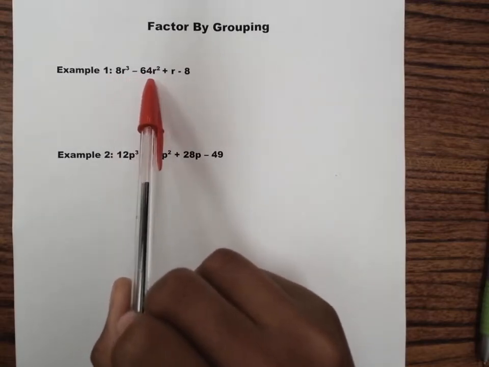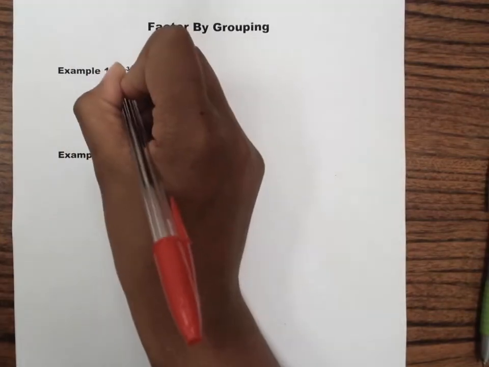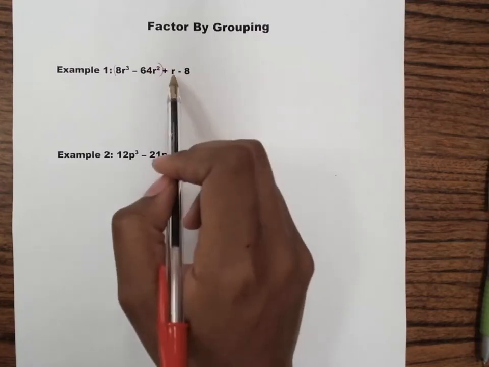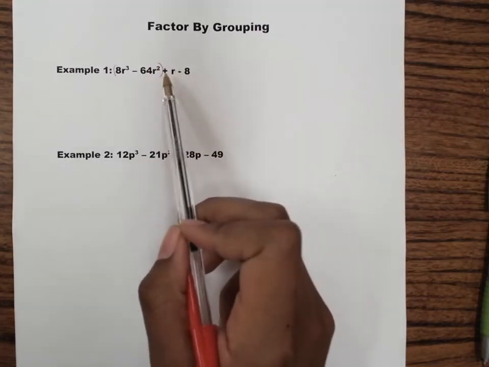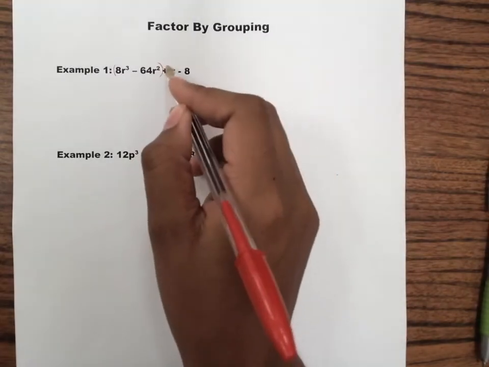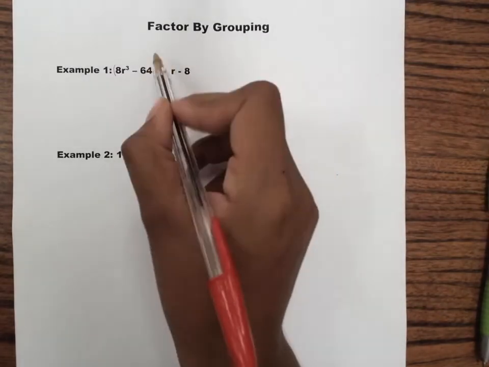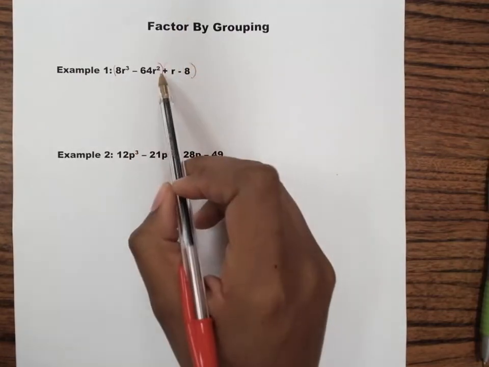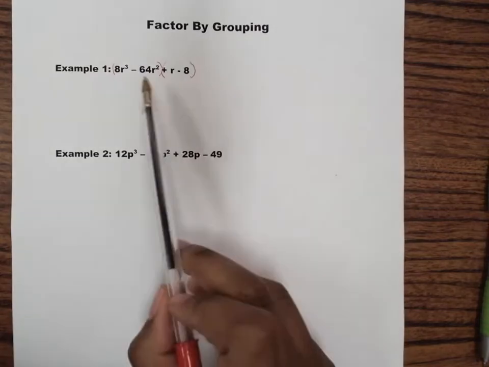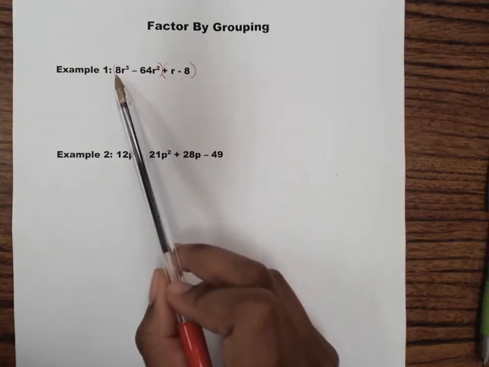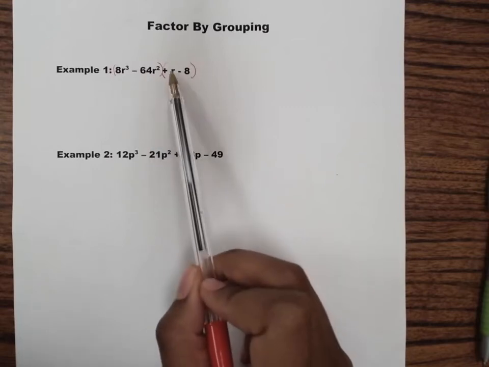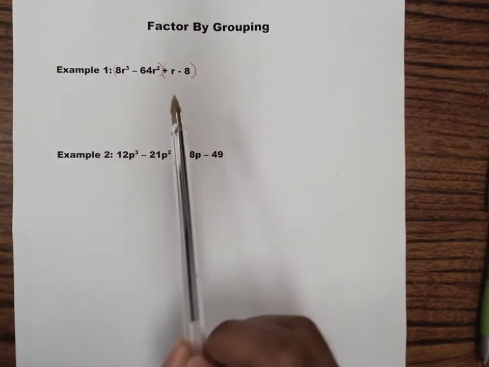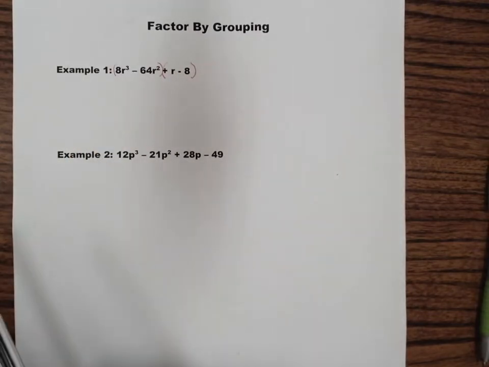8r cubed minus 64r squared. And I'm going to group that together because I know that I have a GCF between the first two terms. And then you have the last two terms, plus r minus 8. I'm going to group those together, and I'm going to take the sign of the r as well, so I'm going to include that plus with the r. Again, remember we have to factor by grouping because, if you look at the 8, 64, 1, and 8 again, they may not have the same GCF, as you'll see in example number 2 as well.